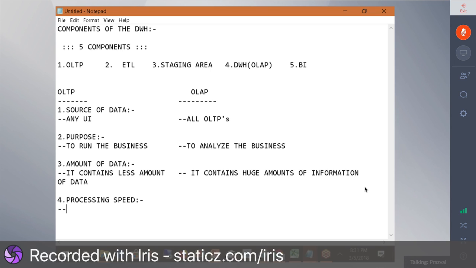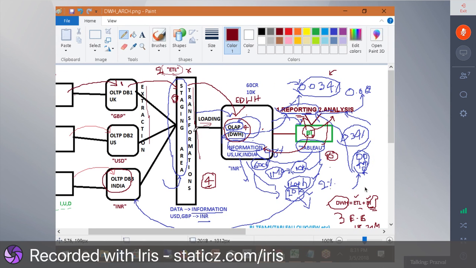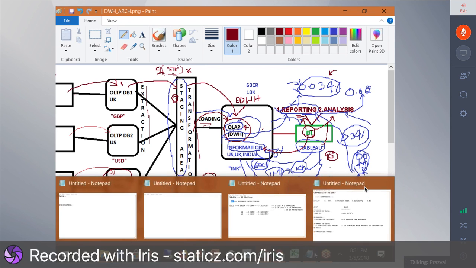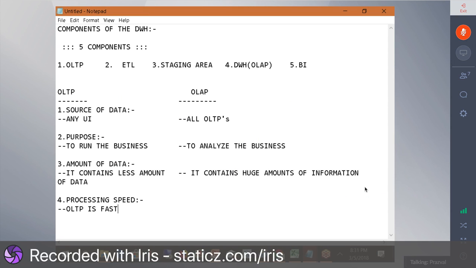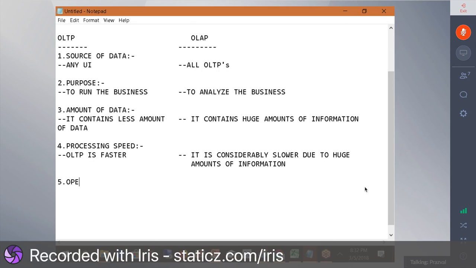So if you're doing anything at the OLTP level, it's very fast. If you're doing anything at the OLAP level, it takes some time to get the complete information. That complete information they don't maintain in every OLTP. They dump it in one permanent location, so getting that information takes some time. So OLTP is fast, whereas OLAP is considerably slower due to huge amounts of information.